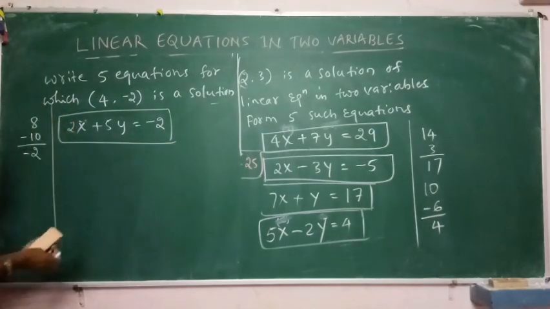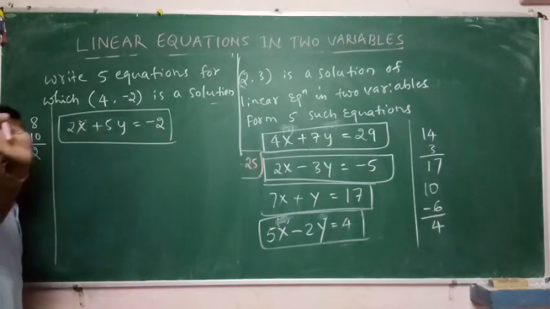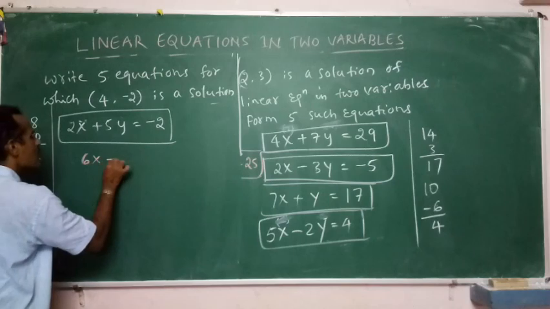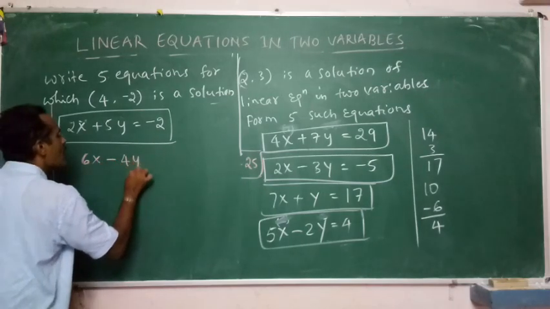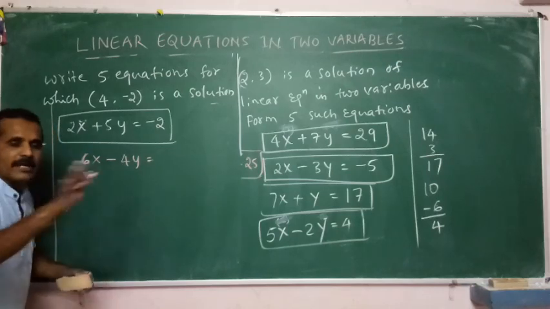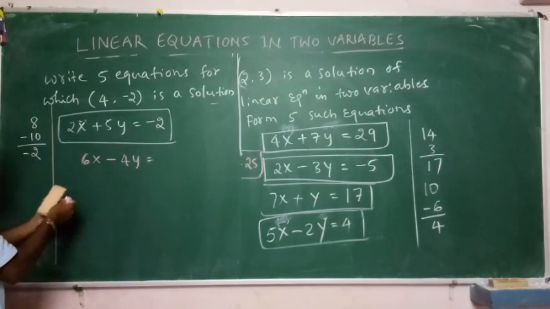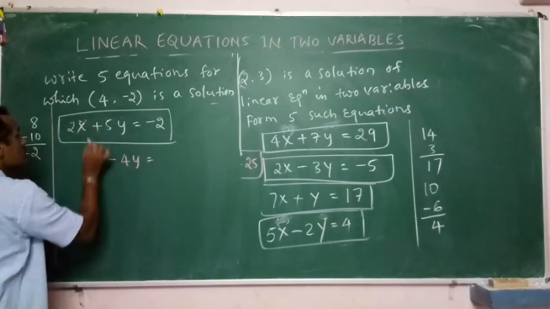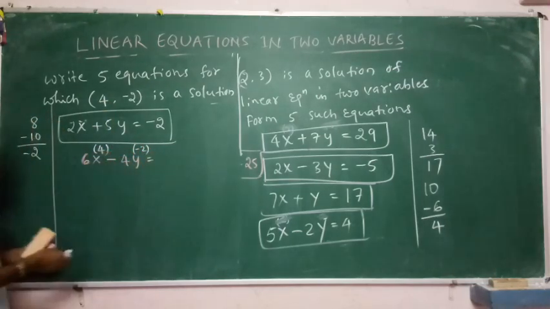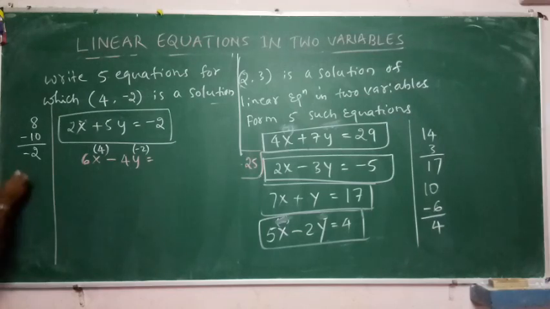Can you go for the second equation? LHS randomly. Let me write 6x minus 4y is equal to. There is no specific order. Very randomly you can take it. Substitute. Value of x is 4. Value of y is minus 2.